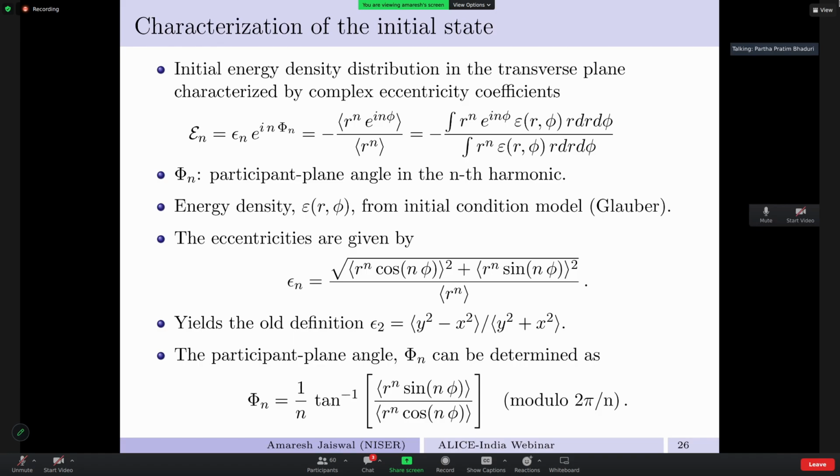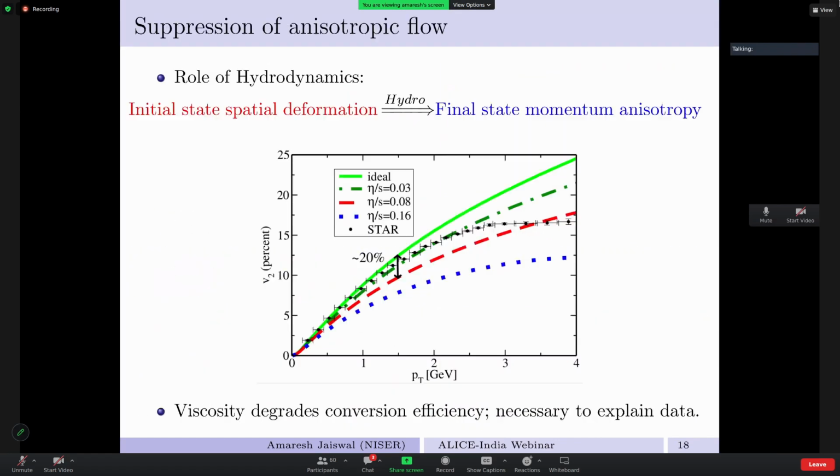Sir, my question is regarding this plot of V2 versus PT. Here we see that ideally the expectation is that the V2 should just increase as a function of PT, even for small eta by S. Experimentally, we have seen that it increases and then decreases around 5, because of viscous effects. The question is, is there a physical expectation or explanation why, at least for low PT, this increasing behavior should be there as a function of PT?